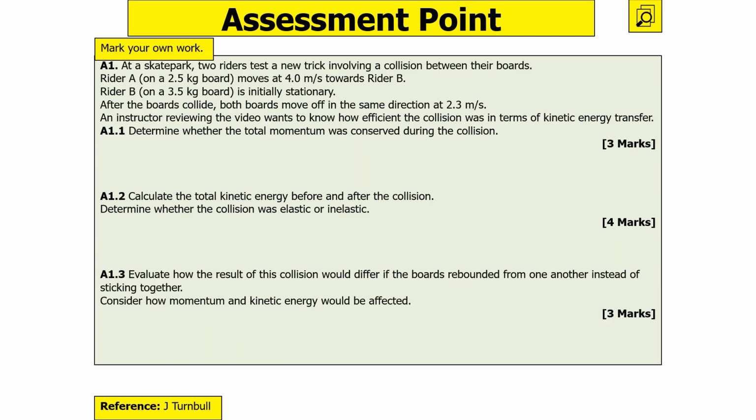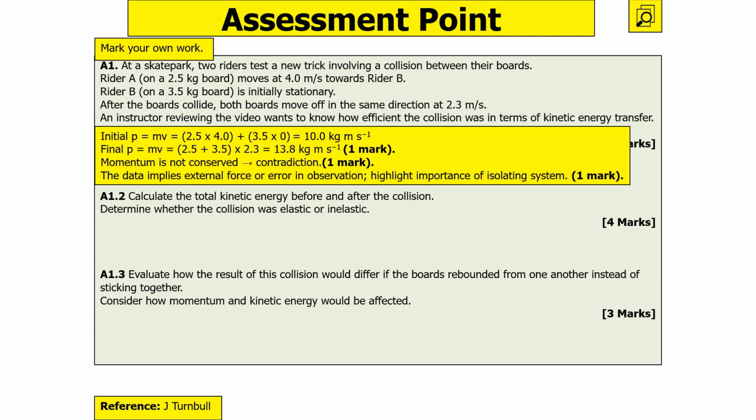In the first one, what's the total momentum beforehand? 2.5 times 4 plus 3.5 times 0. So it's 10 kilogram meters per second. Our final momentum, we've now added the masses, so it's 2.5 plus 3.5 times 2.3. It's 13.8 kilogram meters per second. So the momentum is not conserved. There's a contradiction there. So the data implies there must be an external force or an error in the observation. So it can't be an isolated system.